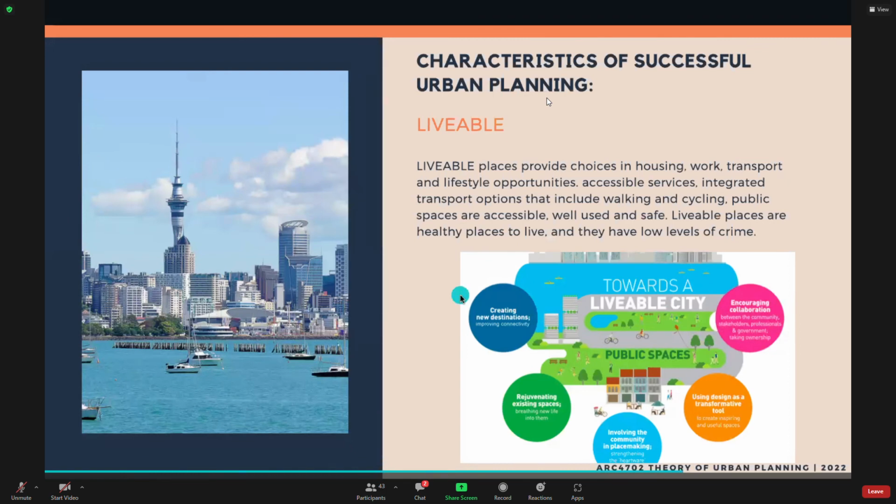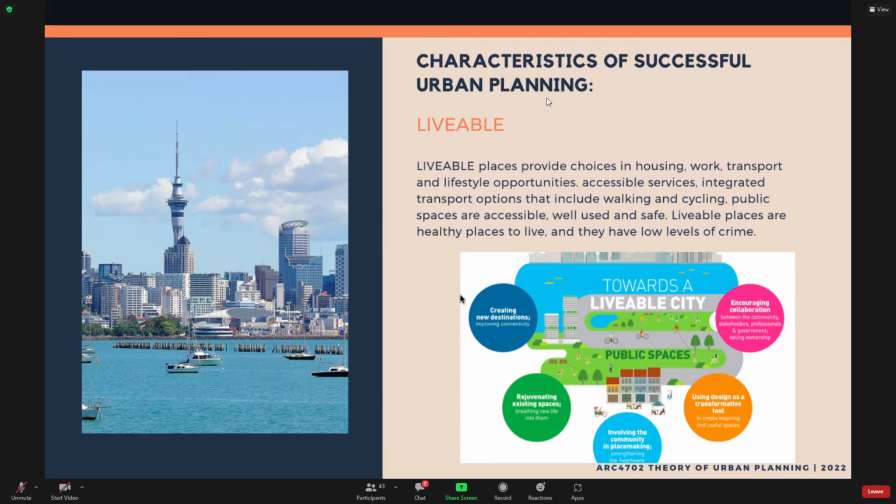Okay, now, last but not least, the characteristics of successful urban planning. The first characteristic is livable cities. So when you want to characterize successful urban planning, how do you characterize that? It's livable. Based on our first meeting last week, it seems many of our cities are not livable, because you want to live somewhere else. Livable places provide choices in housing, work, transport, and lifestyle opportunities, accessible services, and integrated transport options that include walking and cycling. Public spaces are accessible, well-used and safe. Livable places are healthy places to live, and they have low levels of crime.